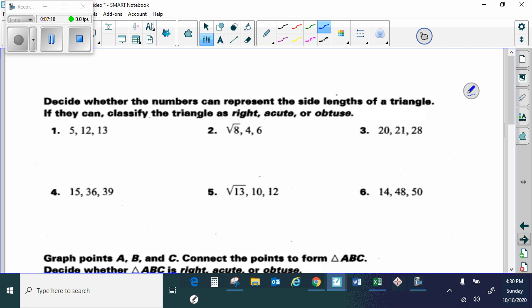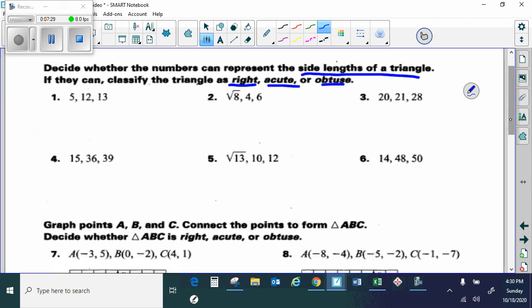Decide whether numbers can represent the side lengths of a triangle. If they can, classify as right, acute, or obtuse. We're reviewing this. We've already done this. Remember, in order to be a triangle, the sum of the two smallest, 5 plus 12, has to be greater than the longest, 13. Doing number 1 over here. First off, you should recognize 5, 12, 13 is a Pythagorean triple. And so that's true. 17 is greater than 13. So yes, it can form a triangle.